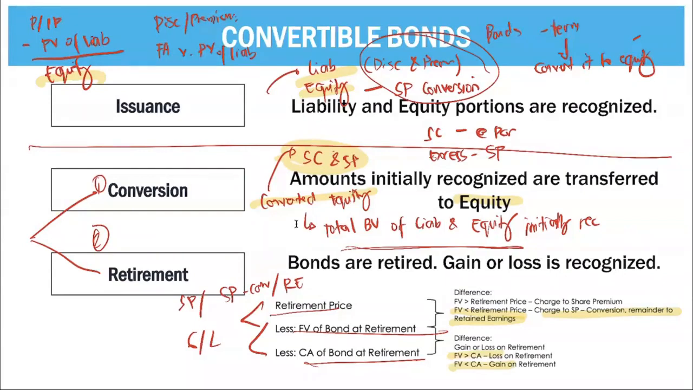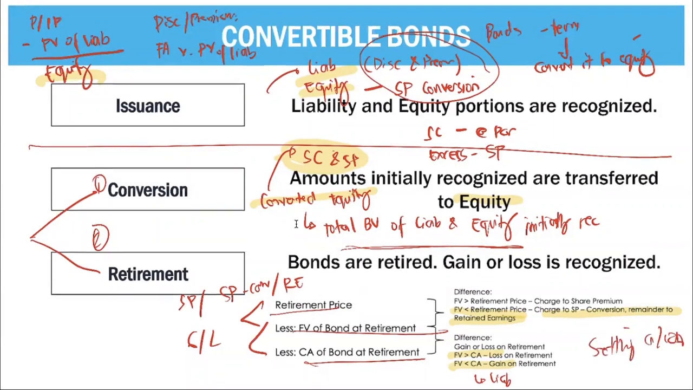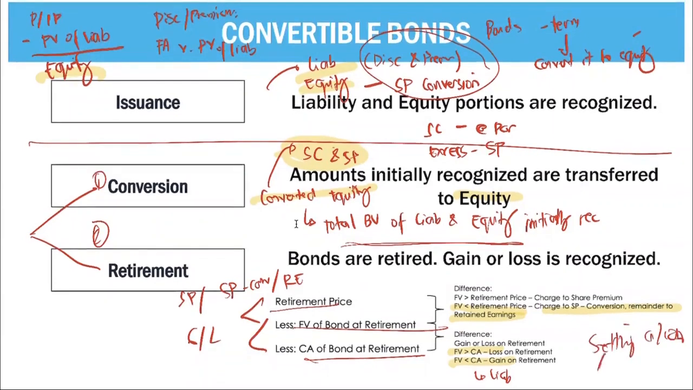Because our carrying amount, again, is the liability. Take note, we are settling a liability. Of course, what we want is to settle it for less than the carrying amount. So every time there is a less, that is a gain. When we settle a liability, what do we want? We settle it at a lesser amount than the carrying amount. So every time there is a less, there is a gain.